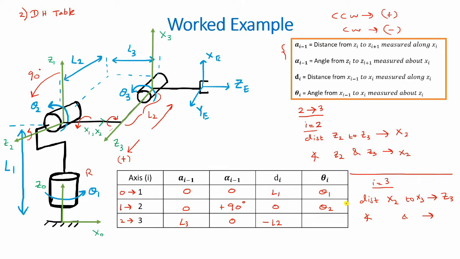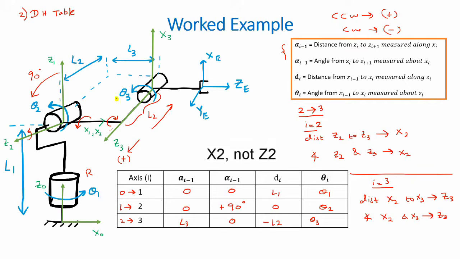The final one is a bit tricky, but let's have a look at it. The angle between x2 and x3 if rotated about z3. So first of all, let's have a look at it. z2 stays stationary, and if z2 is stationary, relative to that, x3 can rotate by some angle theta 3. So we have a theta 3 term here.